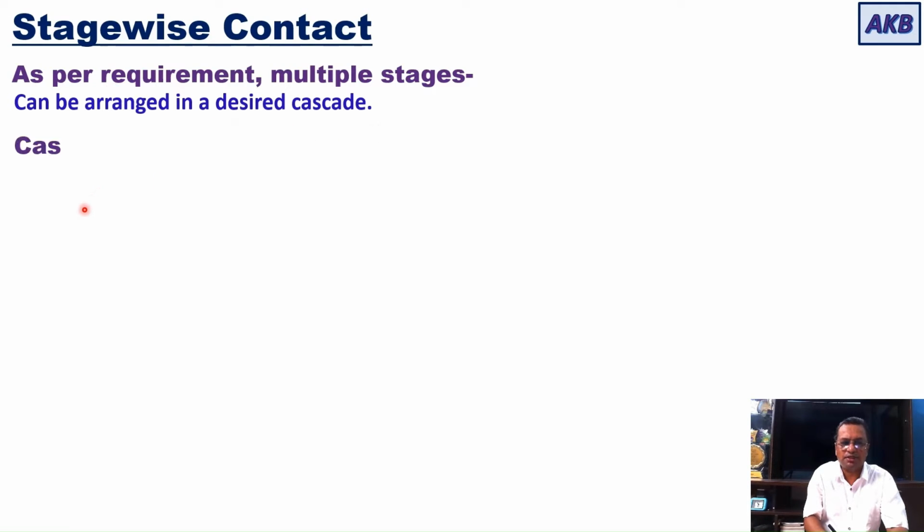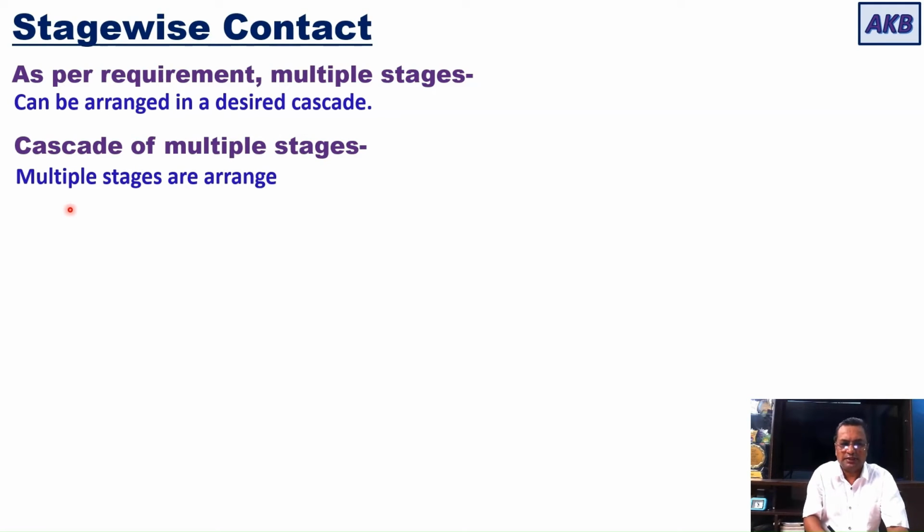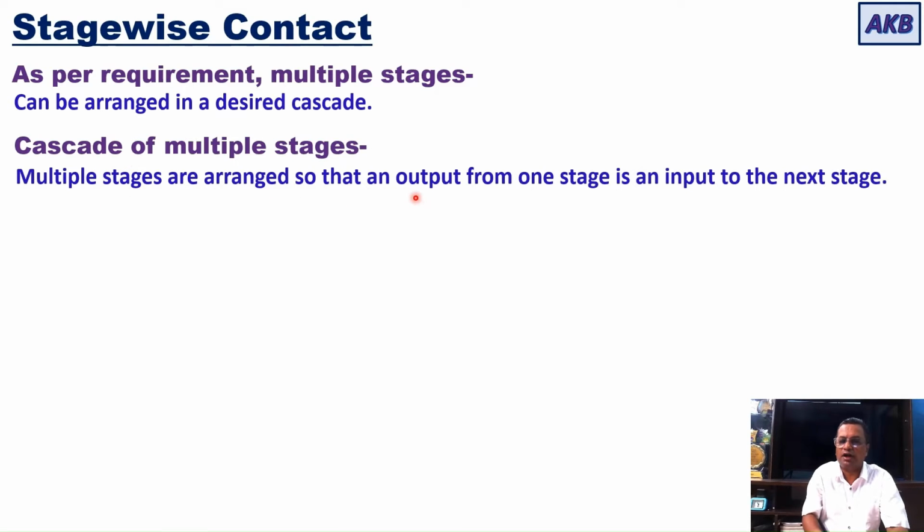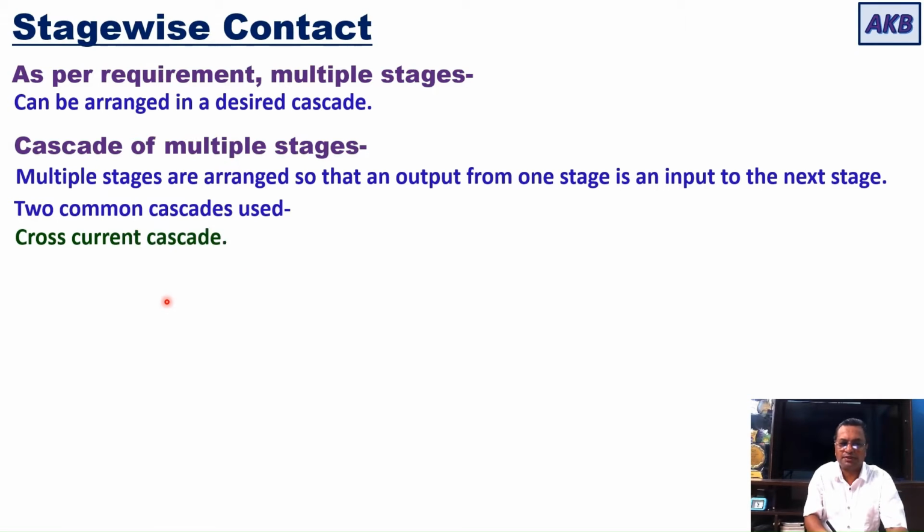Now, as per requirement, you can arrange multiple stages. Each stage will contain a mixer and a settler, and you can have multiple stages. These multiple stages can be arranged in a desired cascade. A cascade is nothing but an arrangement of multiple stages in such a way that, in a typical cascade, an output from one stage is an input to the next stage.